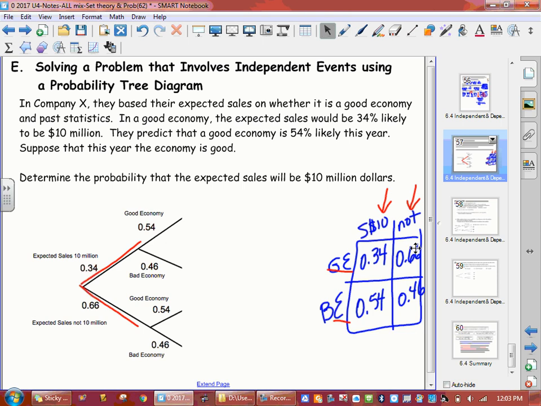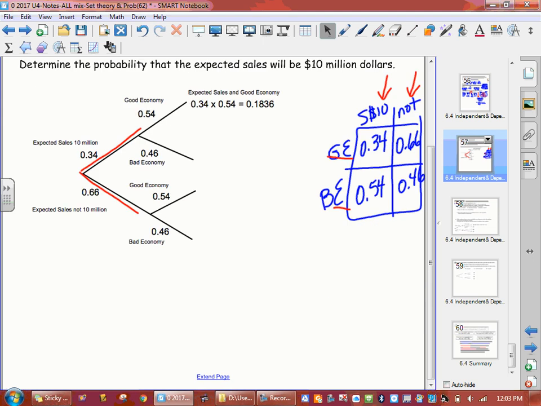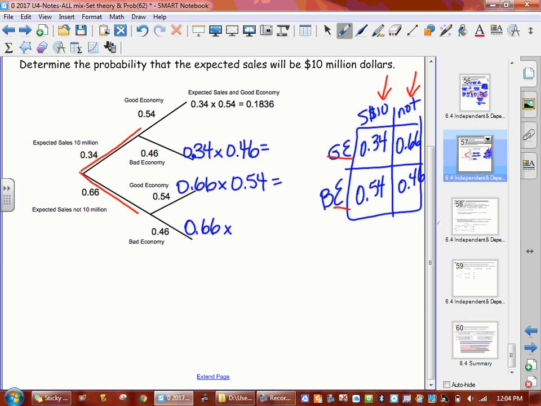So running it out as a diagram for a tree chart, we would continue it like this. Again, it shows us which sections we would be multiplying. So here I'm going to take 0.34 and multiply it by 0.46. And over here I'm going to take 0.66 and multiply it by 0.54, and 0.66 times 0.46.